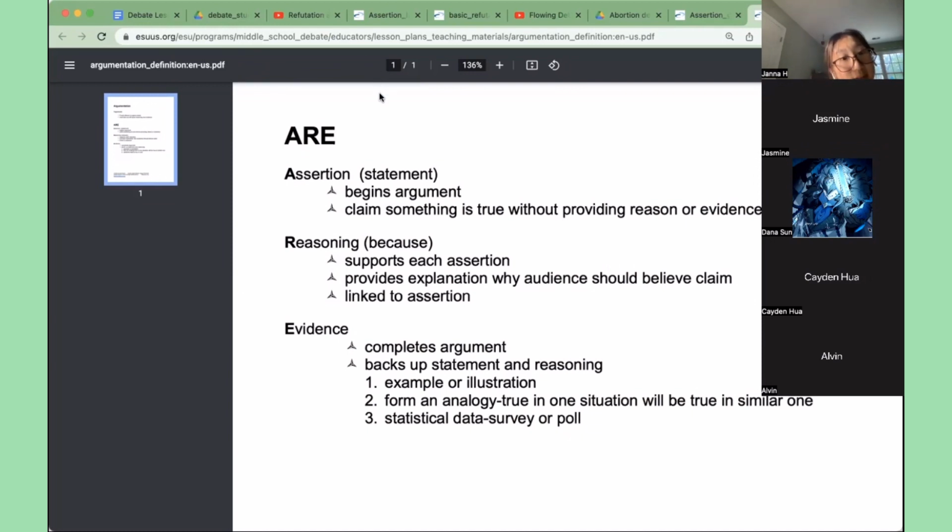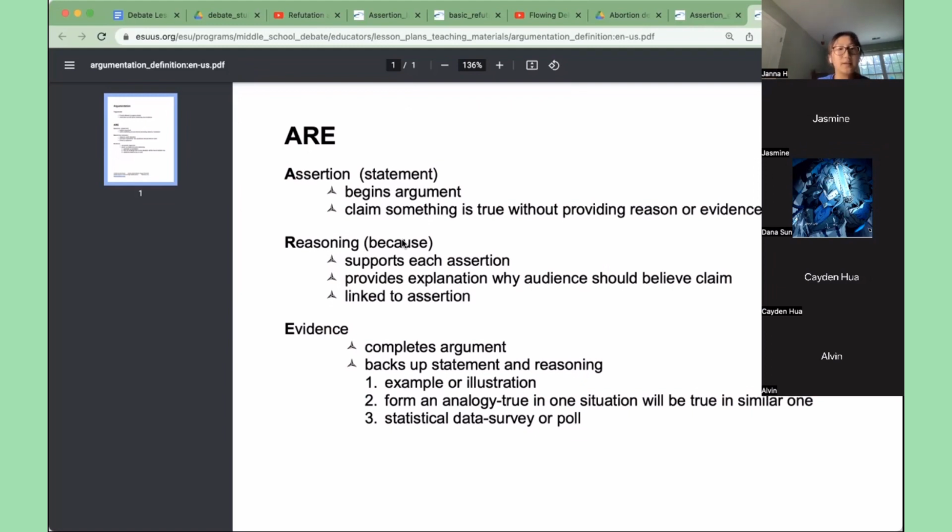Next, reasoning is your because. This is true because it supports the assertion and provides an explanation why the audience should believe your claim. But this isn't evidence, it's just explaining the evidence. It's also known as the link to the assertion, like we said in our past classes. And then evidence completes the argument, it backs up the statement and reasoning. It could be an example or illustration, statistical data, a survey or poll, any facts.